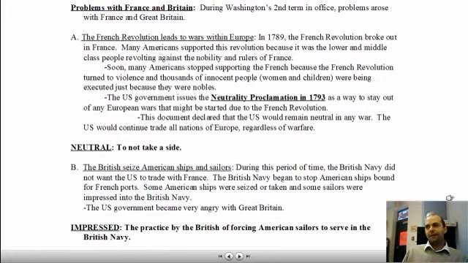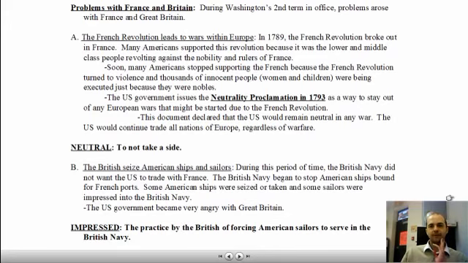So this kind of put the U.S. in a funny situation, because if France was fighting England, England was fighting France, and the United States is trading with both, well, you just can't please both sides. So England would see the United States as an enemy for trading with France, and France would see the United States as an enemy for trading with England. The word neutral means to not take a side.